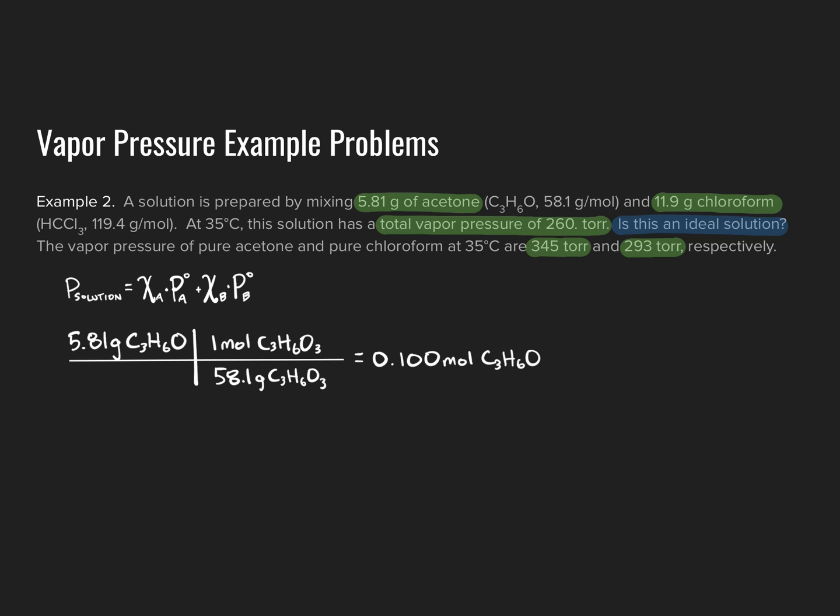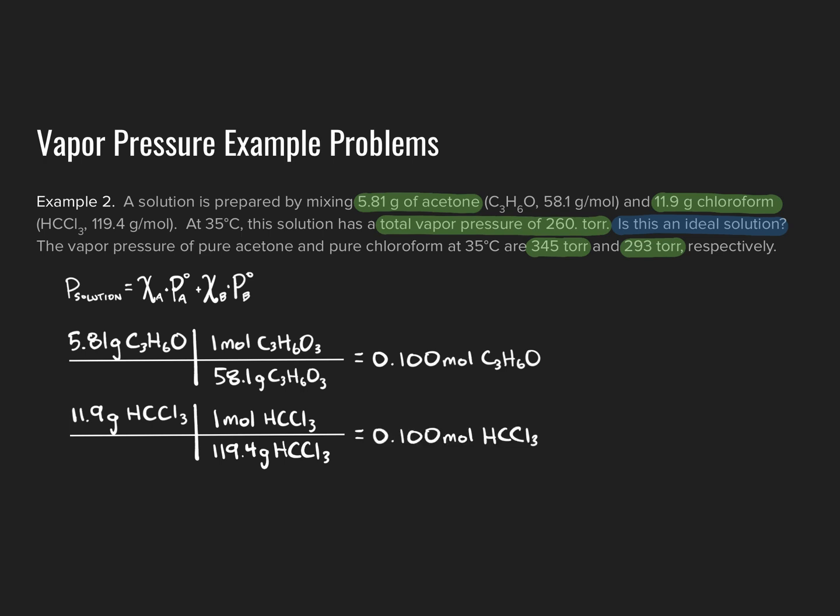Likewise, 11.9 grams of the chloroform, that is HCCl3, with a molar mass of 119.4 grams per mole as the conversion factor, yet again gives us 0.100 moles of chloroform. Essentially both components of the system are equal in their number of moles present, and therefore the mole fraction of each component is clearly 0.5. So we essentially have a 50-50 mixture of acetone and chloroform.